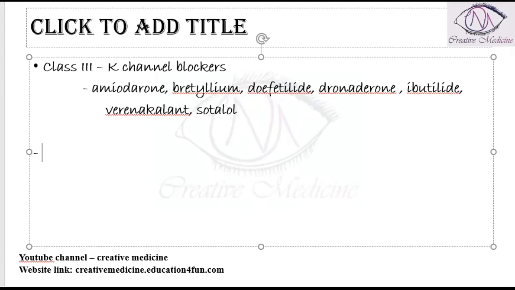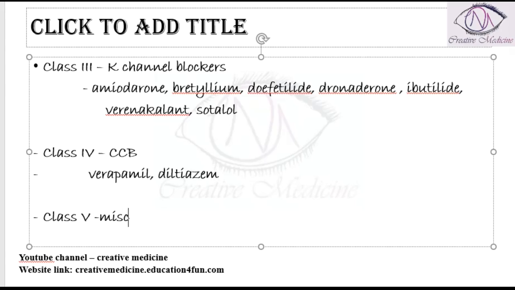Then the next class is class 4. Class 4 is calcium channel blockers. Useful calcium channel blockers include verapamil and diltiazem, which can be used as antiarrhythmics.